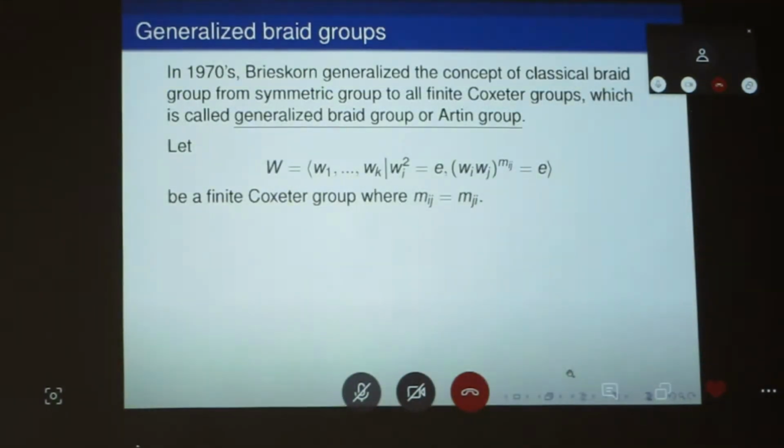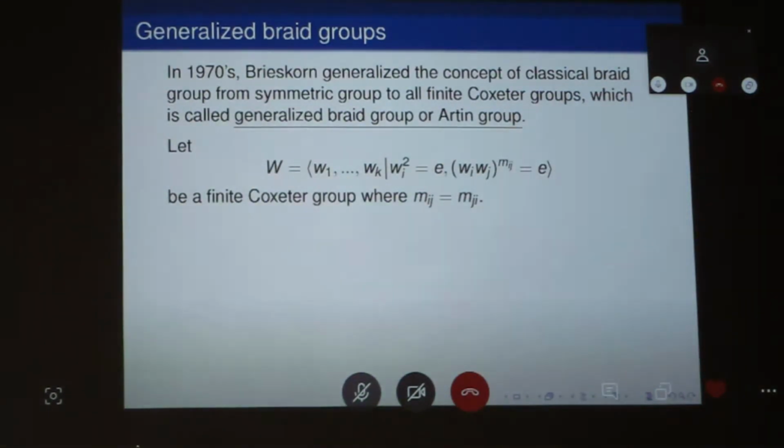Here, I would like to discuss the generalization of the braid group by Brieskorn. In 1970, Brieskorn generalized the concept of the classical braid group from the symmetric group. Here, the symmetric group is a special Coxeter group. Brieskorn generalized this special case to all finite Coxeter groups. Now, we call this braid group a generalized braid group, or Artin group.